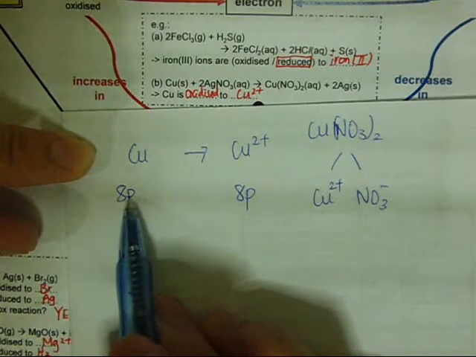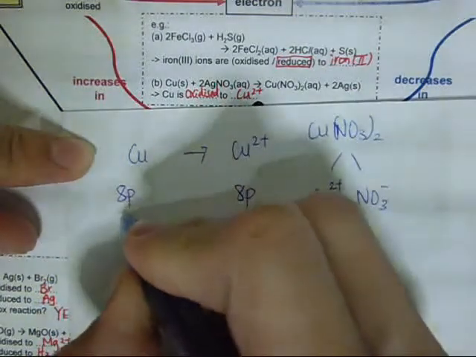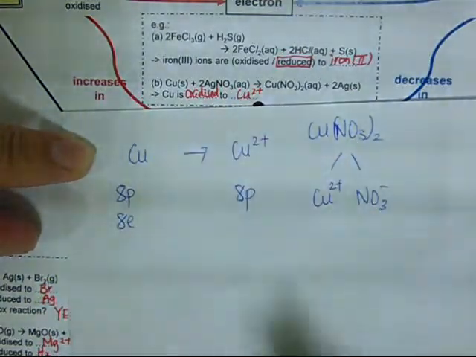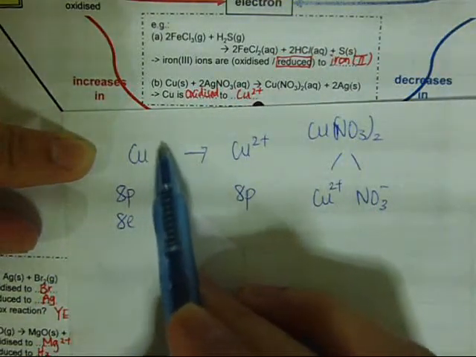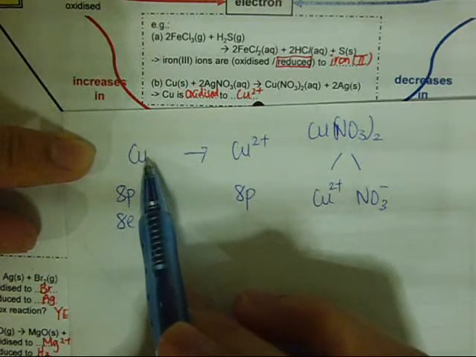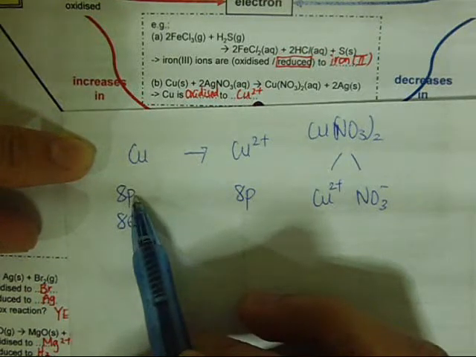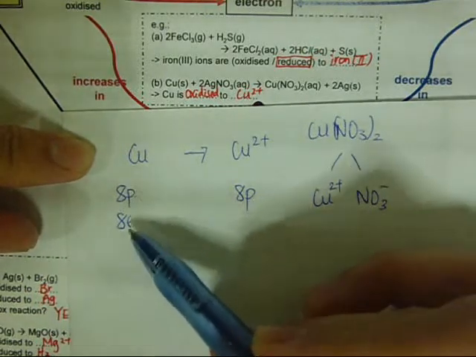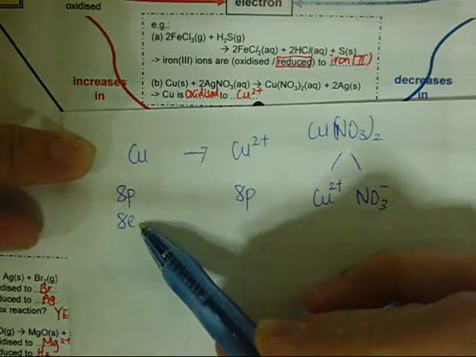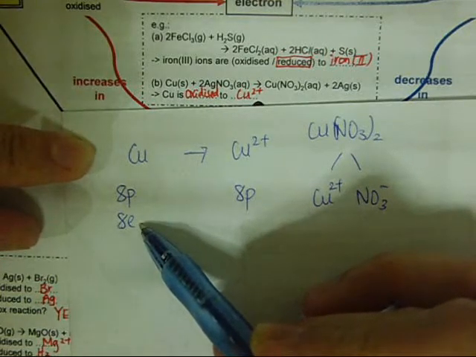Then if it has 8 protons, this one should have 8 electrons as well. Why? Because the charge here is 0. That means this copper is actually neutral. Neutral means that the number of positive charges from the protons should be the same as the number of negative charges from the electrons.